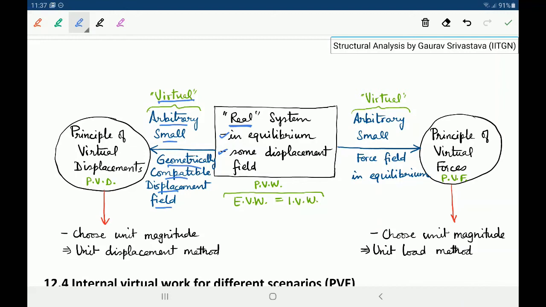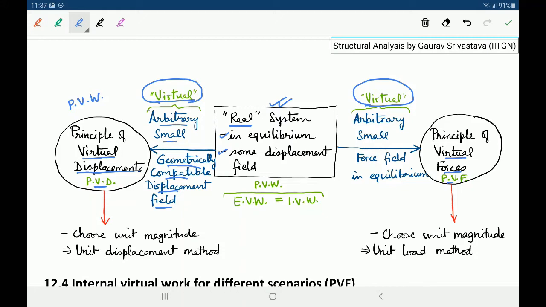So that is one form of the principle of virtual work. And since here we are applying virtual displacements, it is called the principle of virtual displacements, or PVD. And the other situation is when we take the same real system, but we apply a virtual arbitrary small force field in equilibrium. So in this case we are applying a set of virtual forces, and hence it is called the principle of virtual forces, or PVF.